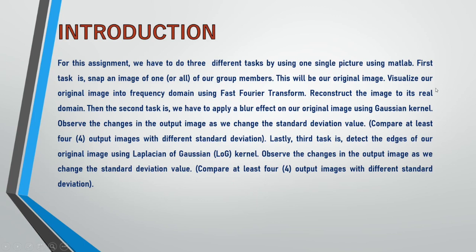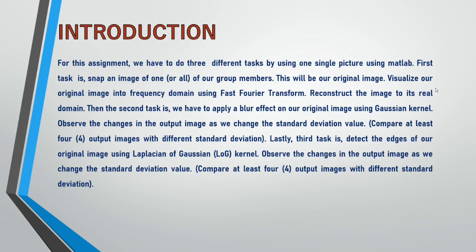For the introduction, the instruction of this assignment is to do 3 different tasks using a single image. The tasks can be completed by modifying the C code using MATLAB. The first task is to visualize the original image in the frequency domain using fast Fourier transform and reconstruct the image to the real domain.